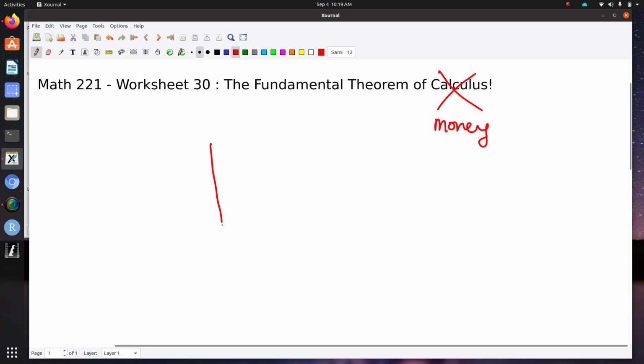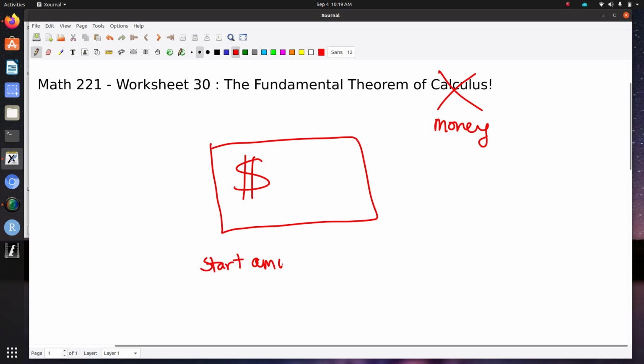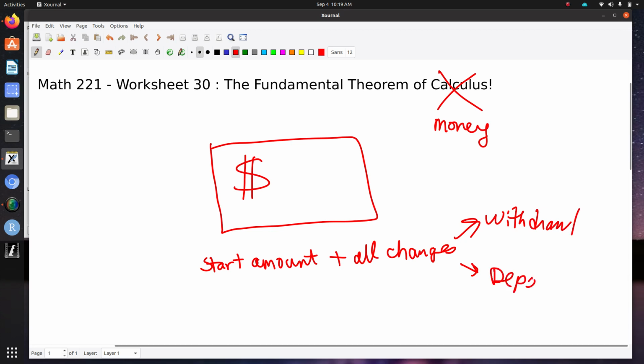Okay, so if you have a bank account, the amount of money in your bank account is your starting amount plus all the changes. And in a bank account, this is either called a withdrawal or a deposit. Okay, if you understand that, then you already understand the fundamental theorem of calculus. So let me explain this. Let me give you some examples.